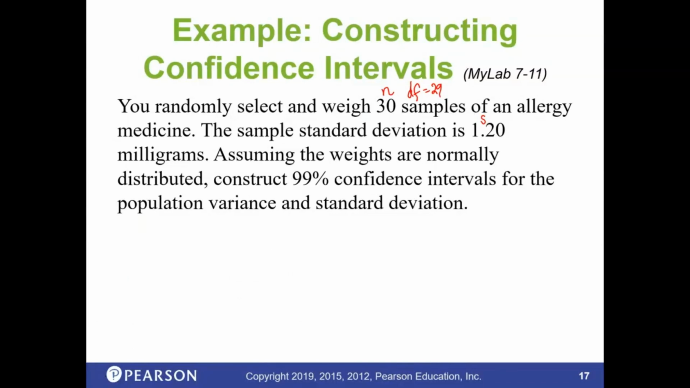So what's the 99%? c. That's our c. For the population variance and standard deviation. So as you read through a problem, you're going to name those parts like I just did, and then go through and figure out what we need to look up on our table.